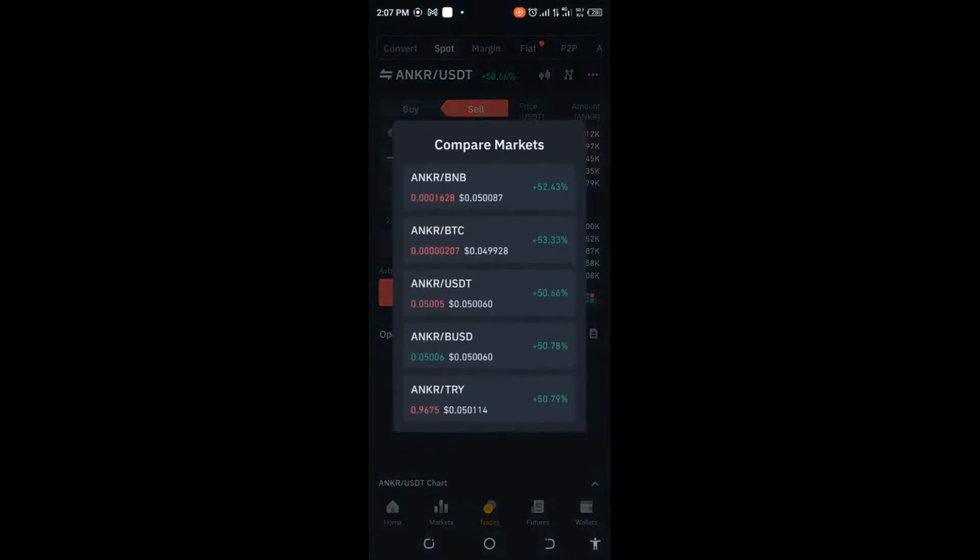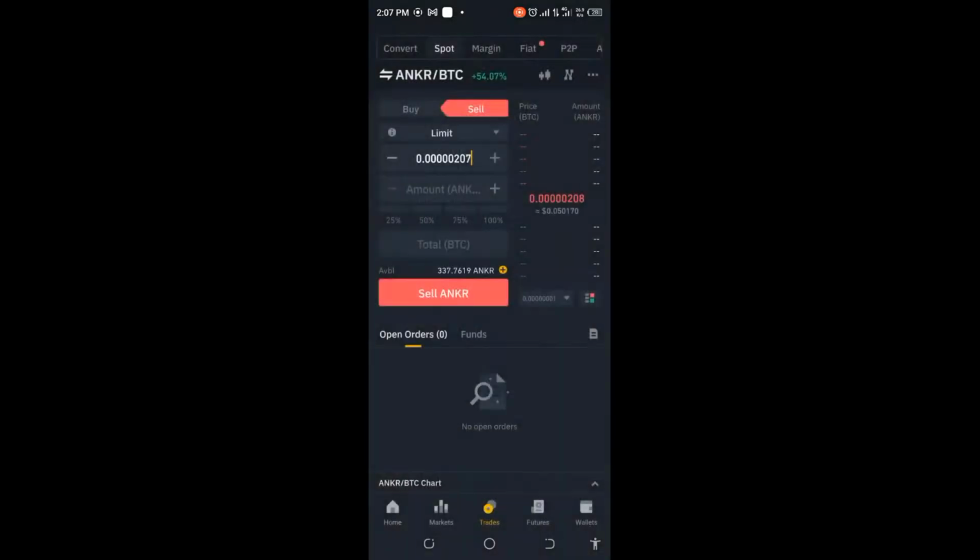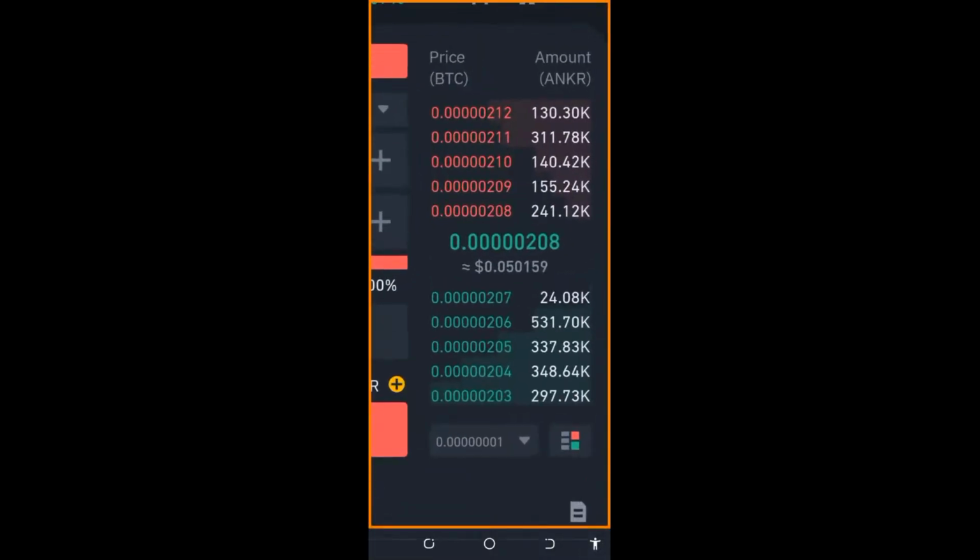Let me do the compare markets. Okay, it's going to go back up. Let's put it at 12. Let's put everything there. Let's put all of that. What would it be at this point? Okay, it's 501. Okay, it's going up.